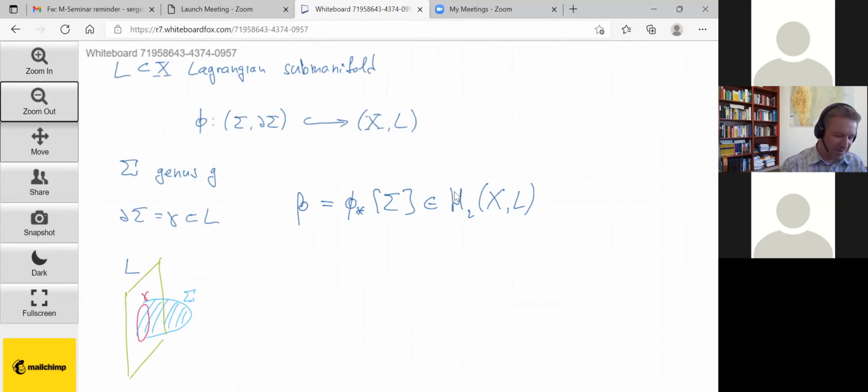But in the presence of boundaries, we also need to fix the class of gamma. So in the above, I was not precise whether it's a boundary of the curve or image, but here I will be a little bit more accurate. So this lands in H1 of L.